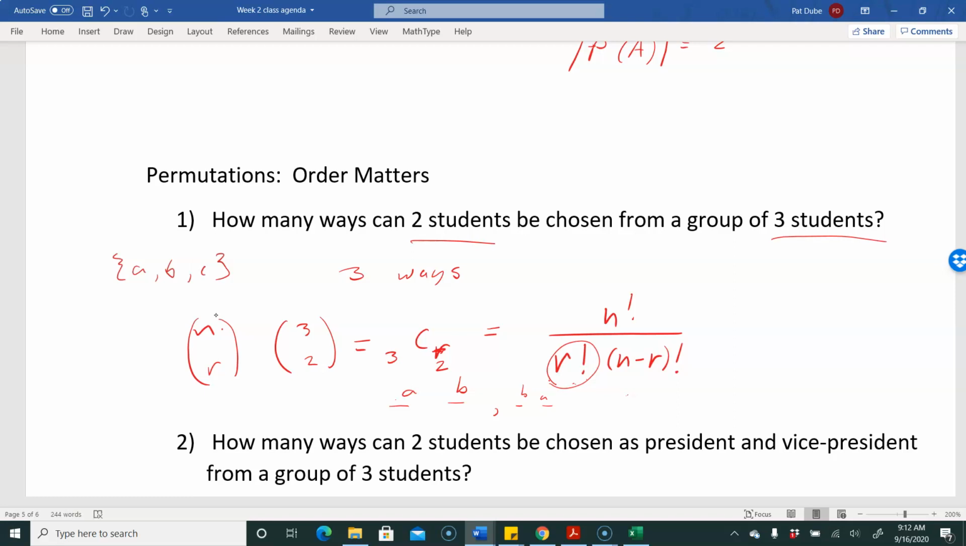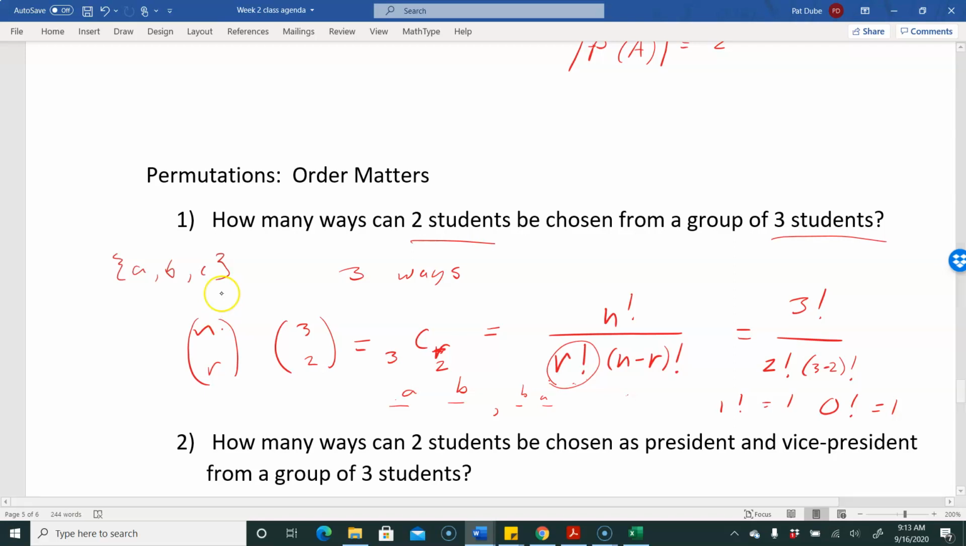If you do this one, the answer would be 3 factorial, which is 3 times 2 times 1. A factorial is just keep multiplying, reducing the integers by 1, till you get to 1, over 2 factorial times 3 minus 2 factorial, which is just 1 factorial. 1 factorial is 1. The other thing you need to remember is that 0 factorial is 1. That's important. So let's contrast this.